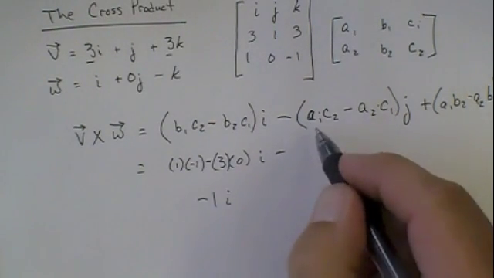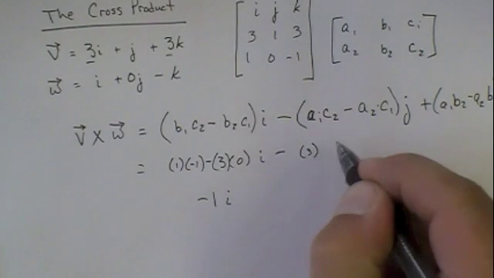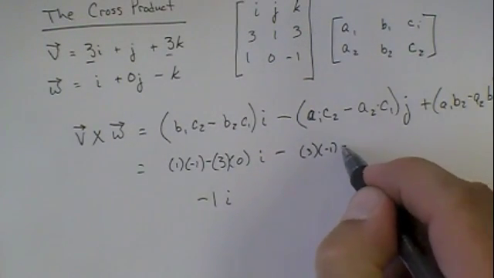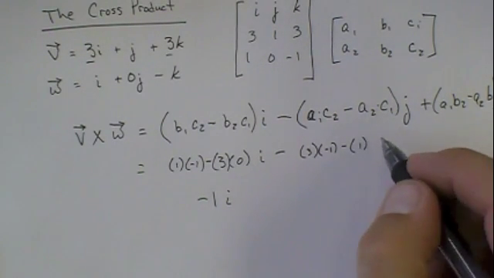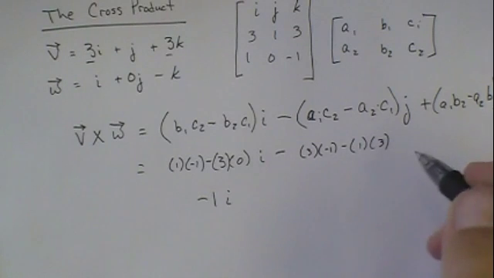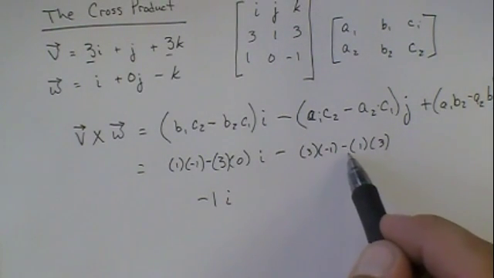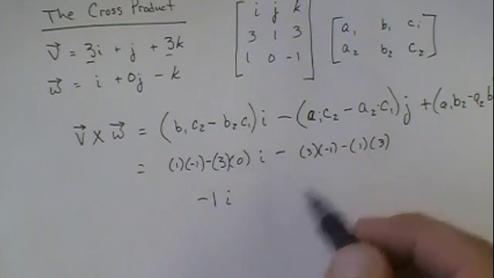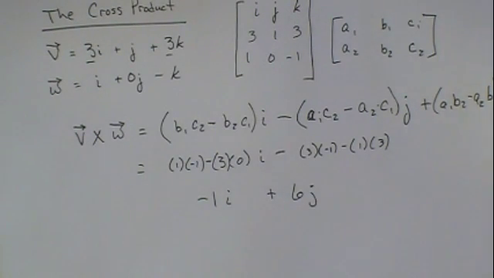Now we have minus, so A1 is 3, C2 is -1, and A2 is 1, and C1 is 3. So now when we multiply here, we end up with -3 minus 3 gives us -6, and then this is minus, so it actually turns into plus 6, and that's our j component.